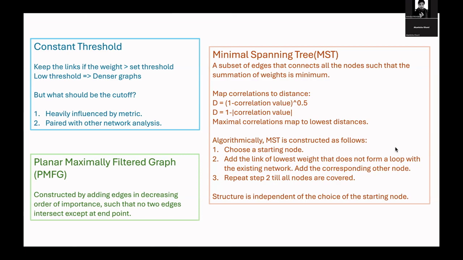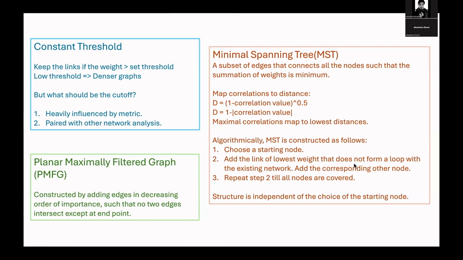Now, in order to construct an MST, the first step is to map the correlations to distance, and this is done in such a way that the maximal correlations relate to the lowest distances, so that we can construct a minimal and not a maximal spanning tree.